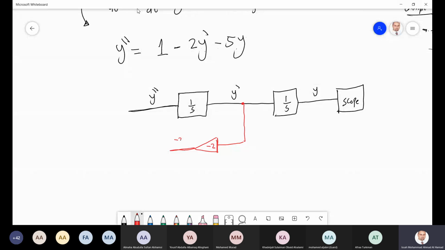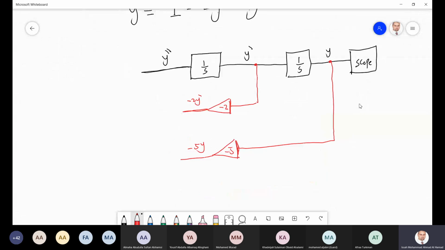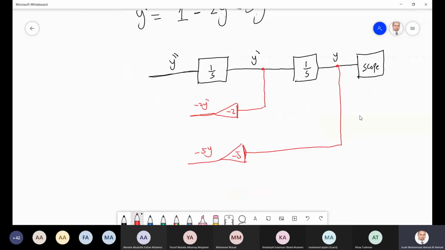So this will be minus 2y prime. Okay, then we will take the value of y and multiply it by minus 5. So this will be minus 5y. So what is missing still? Okay, we need the value of constant equals to 1. So we can define a constant here. It is equal to 1.